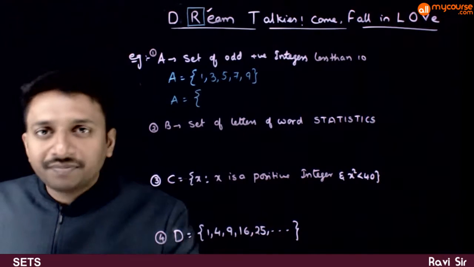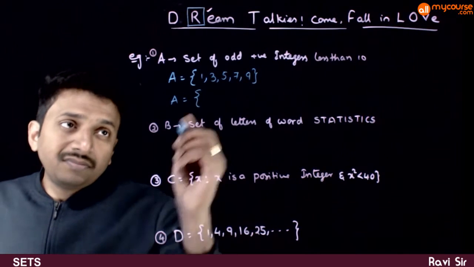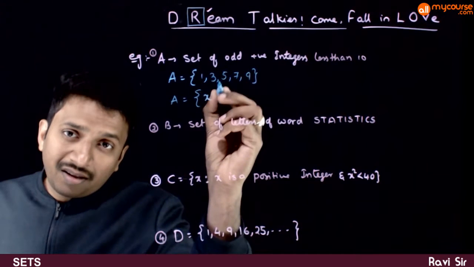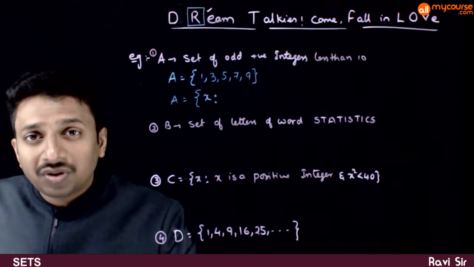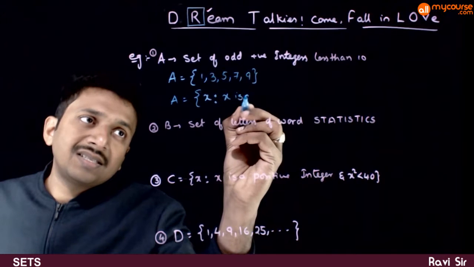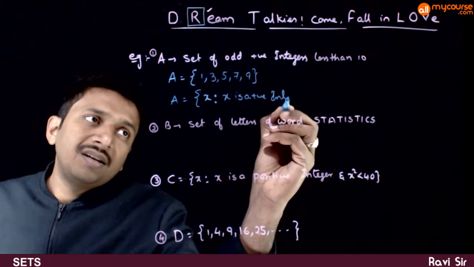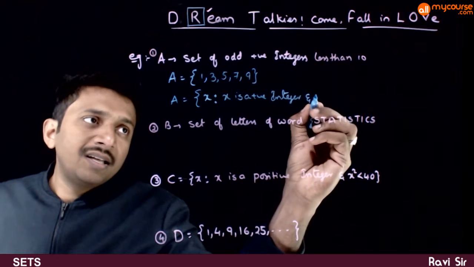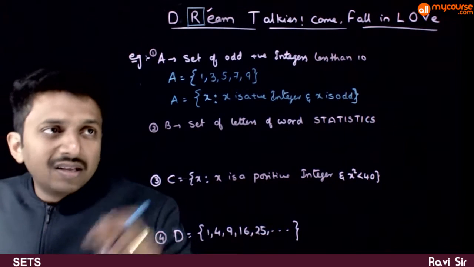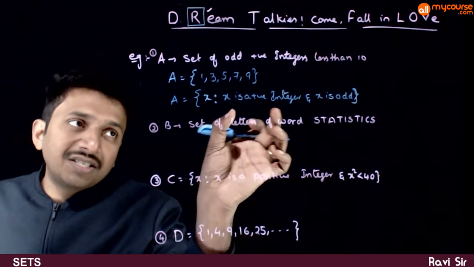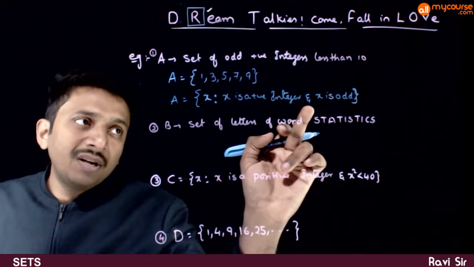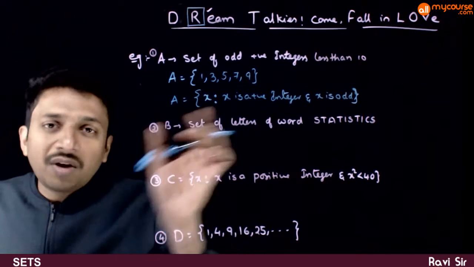Set builder form is nothing but a set containing an element x such that, which can be represented by a vertical line or a colon also. Both represent the same thing. So x such that x is a positive integer and x is odd. I can write it like this. So A contains element x such that x is a positive integer and x is odd. This is one way to write this.